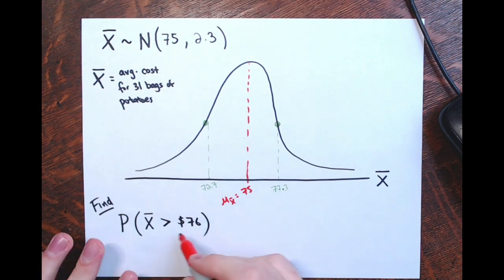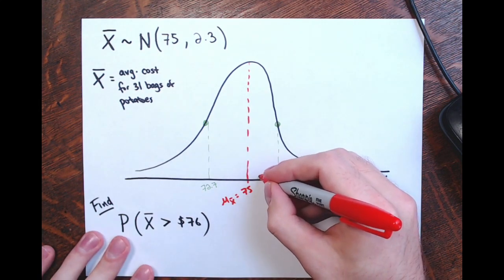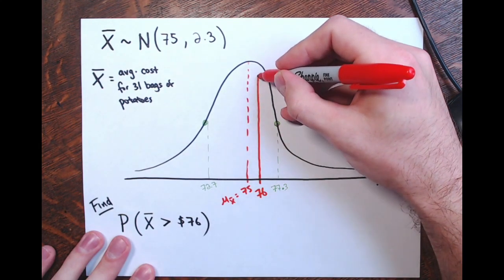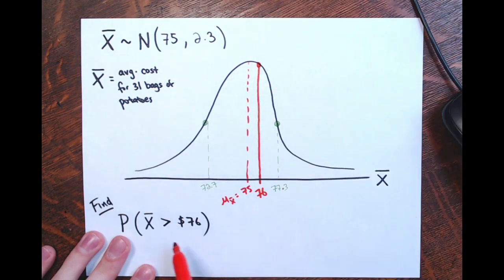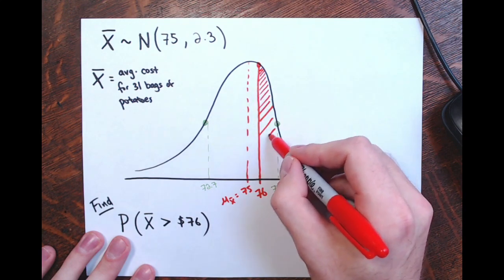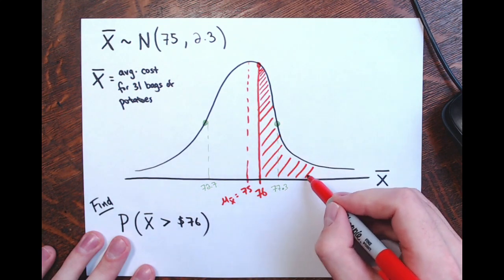Now where is, you know, 76? Let's see, 76 would be somewhere in here. There's 76. So we're talking this area. So that's greater than, more than 76. So we're talking the area to the right of 76.